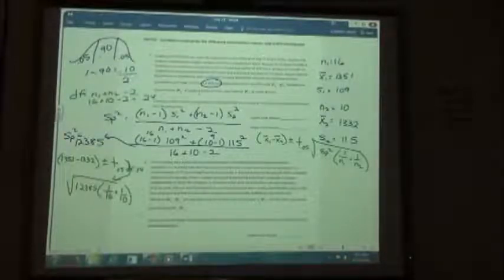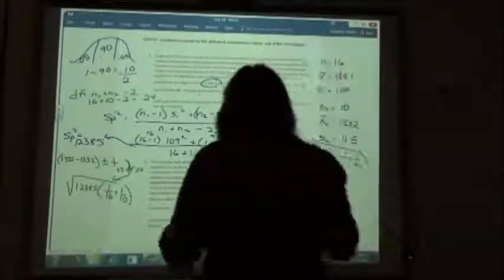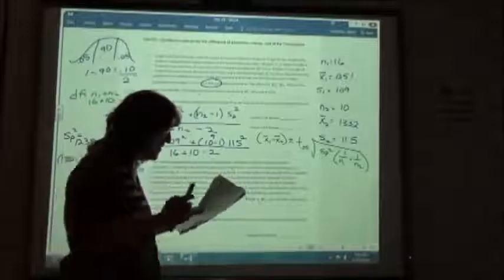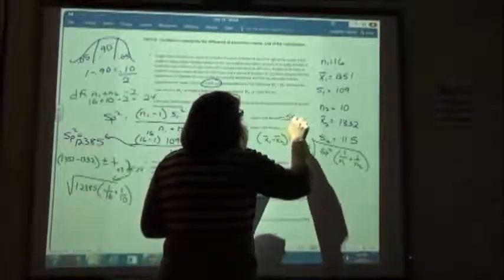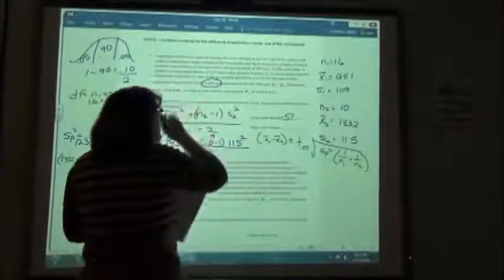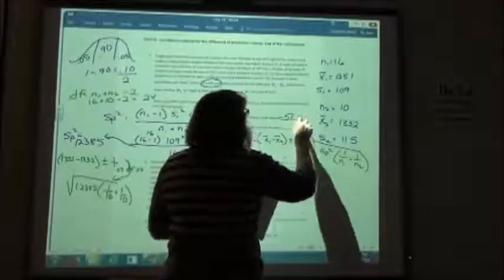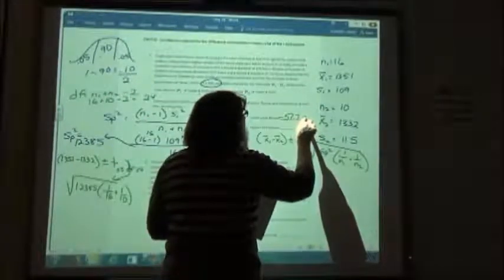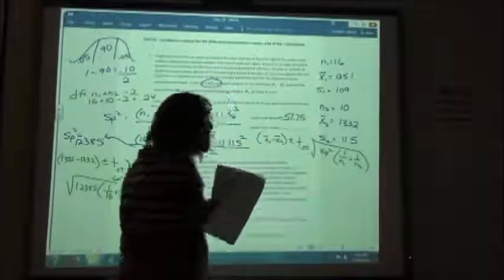All right. So my lower limit to 2 decimal places was, after all that work, negative 57.75. Is that what you guys got?